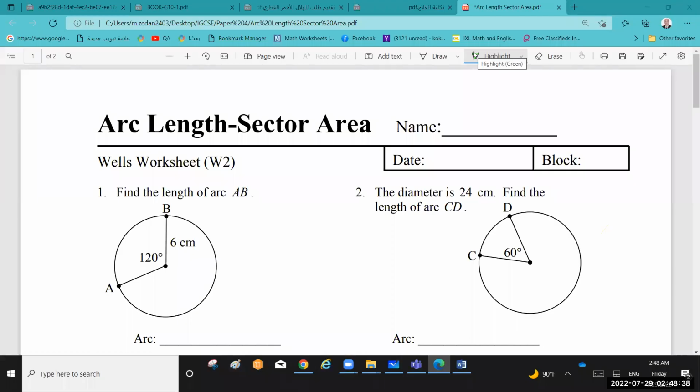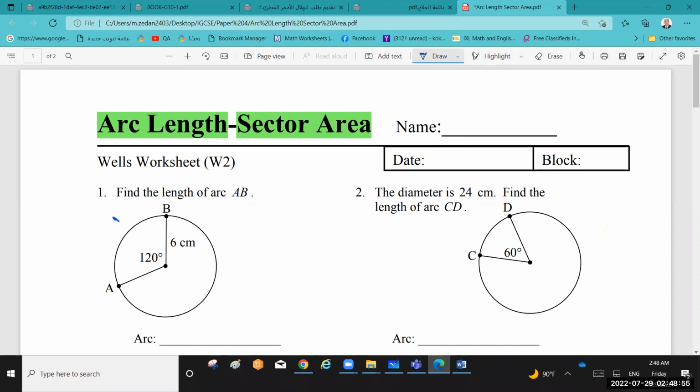Hello everyone. In this video, I'd like to show you how you can find the arc length of a circle, and also how you can find the area of a sector, or circular sector. Let me start with question number one: find the length of the arc AB.